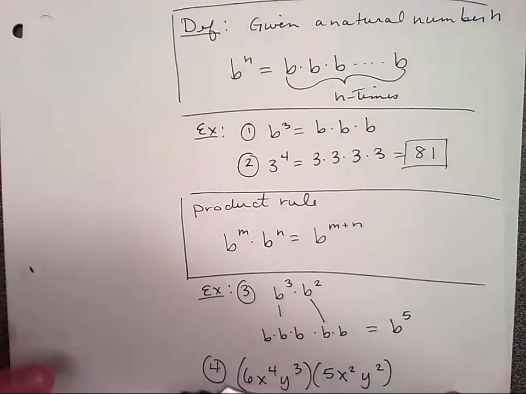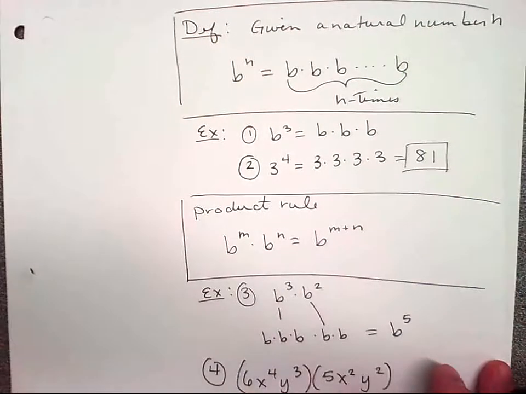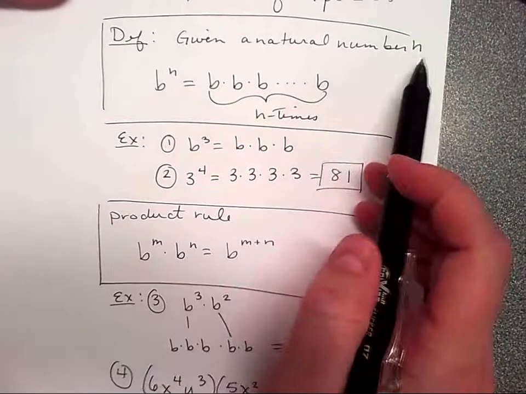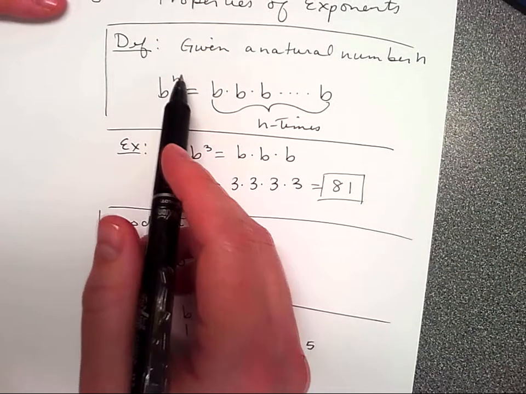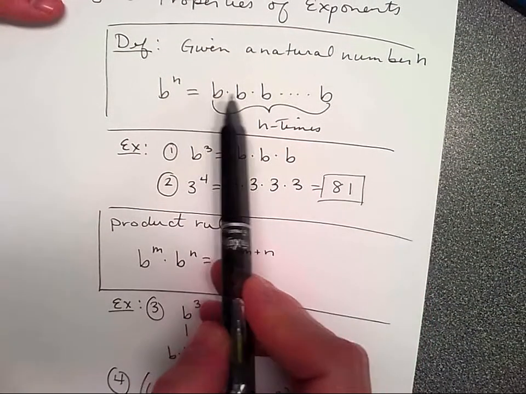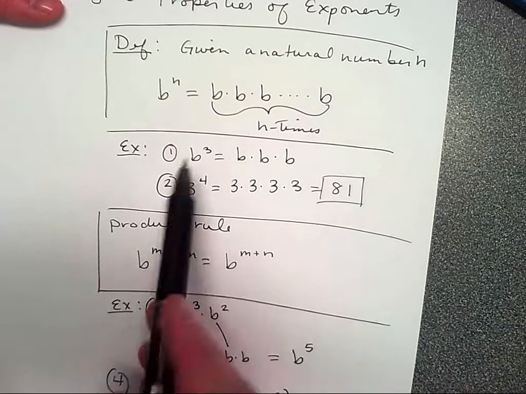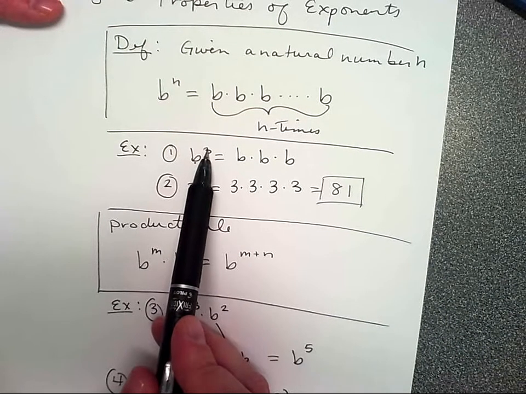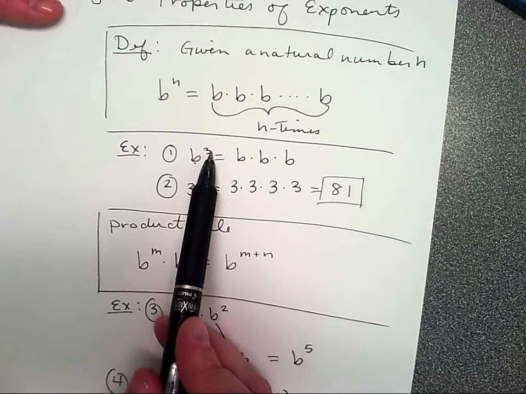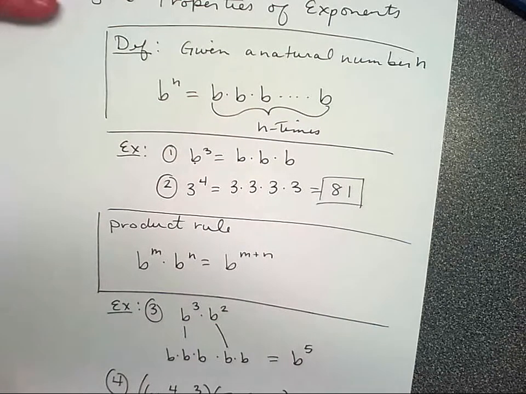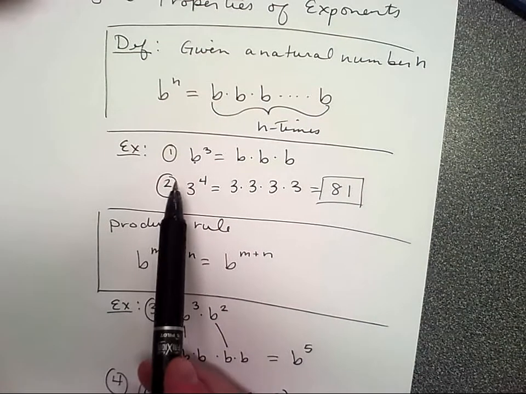So last class we started talking about properties of exponents, right? And the first thing we did was a definition. Given a natural number n, b to the n power equals b times b times b, n times, right? So we recalled that b cubed, b to the third power, is b times itself 3 times. So b times b times b, right? We did it with numbers.